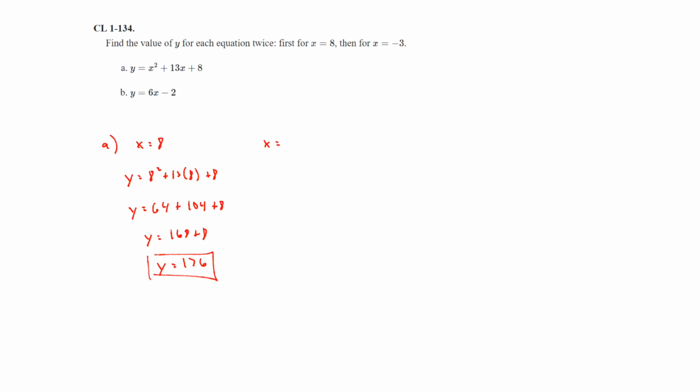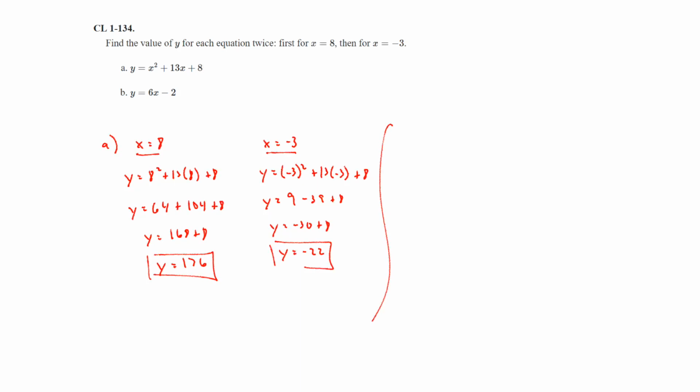If we do x is equal to negative 3, now we have y equals negative 3 squared plus 13 times negative 3 plus 8. Negative 3 squared is a positive 9 minus 39 plus 8. 9 minus 39 would be negative 30 plus 8. Negative 30 plus 8 would be negative 22. And so that's for x equals negative 3.